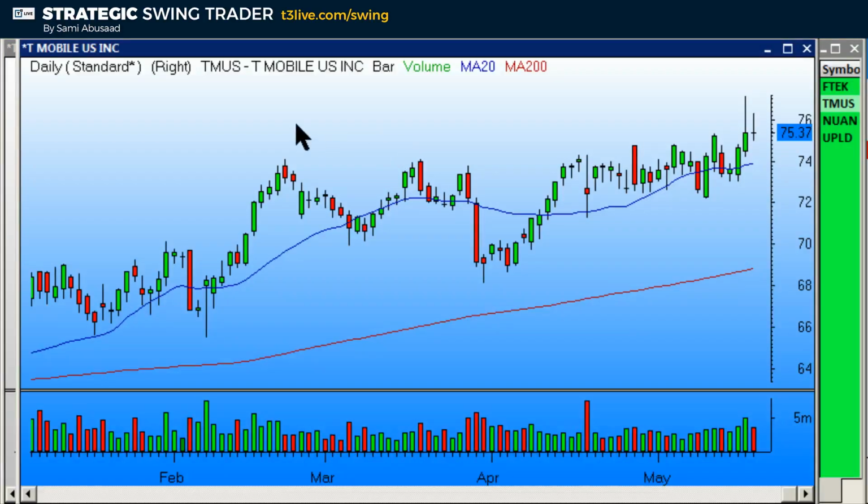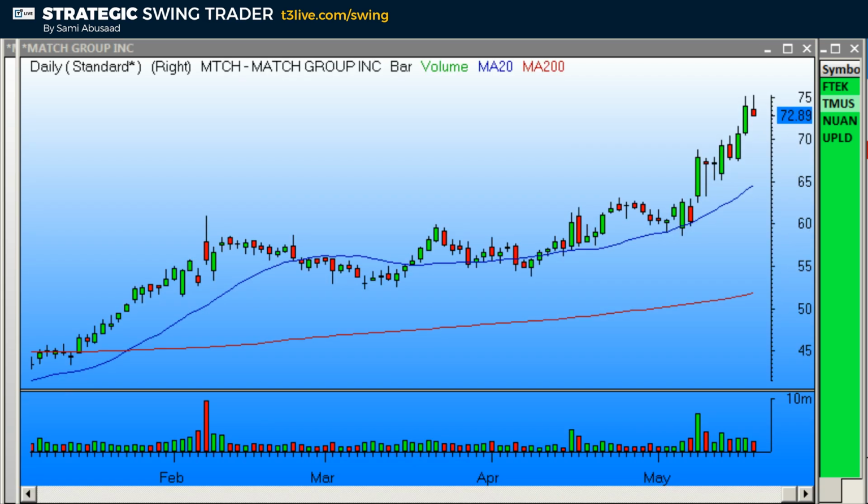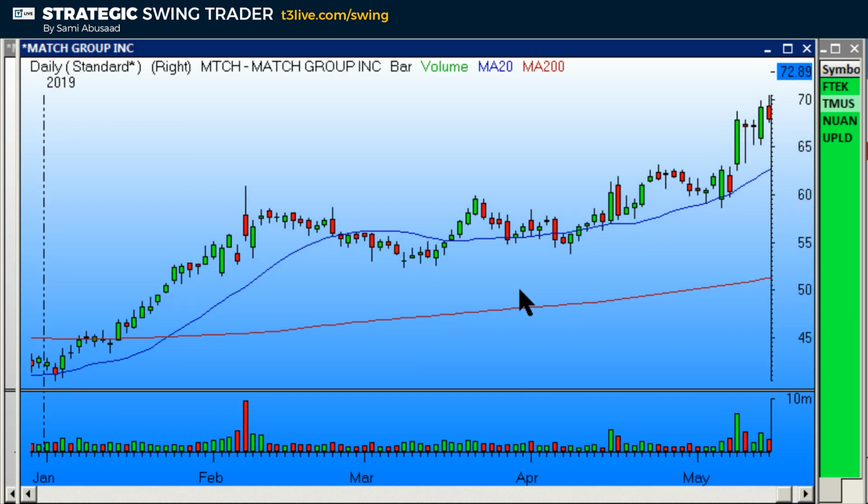TMUS is the strongest of all the wireless telephone carriers, and I like it the most as a long-term play. It reminds me a little bit of MTCH, Match.com, which I currently have as an open position.